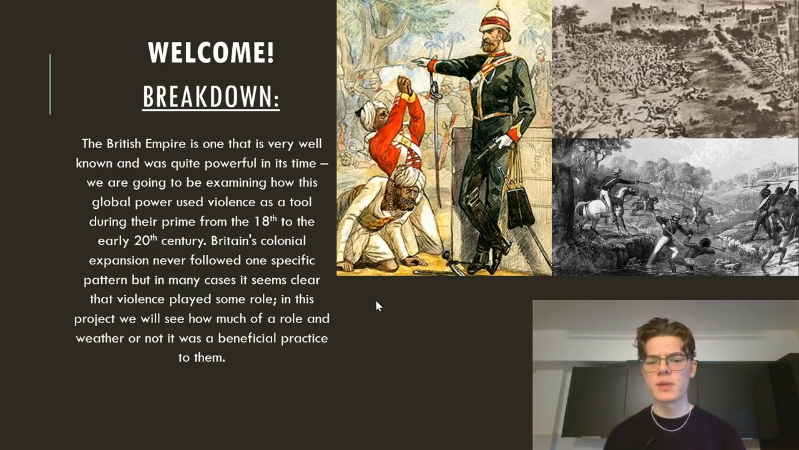But Britain's colonial expansion never followed one specific pattern in each of these cases. But in many cases, it does seem clear that violence played some role in it. And in this project, we're going to be seeing how much of a role it played and whether or not violence was a beneficial practice to them as an empire for their expansion.